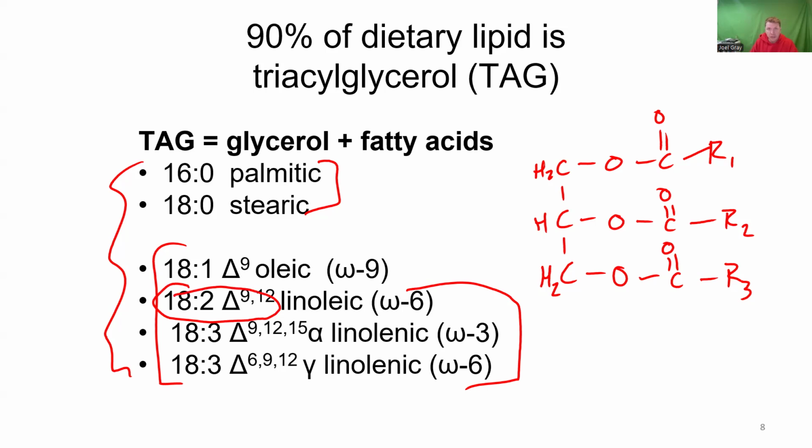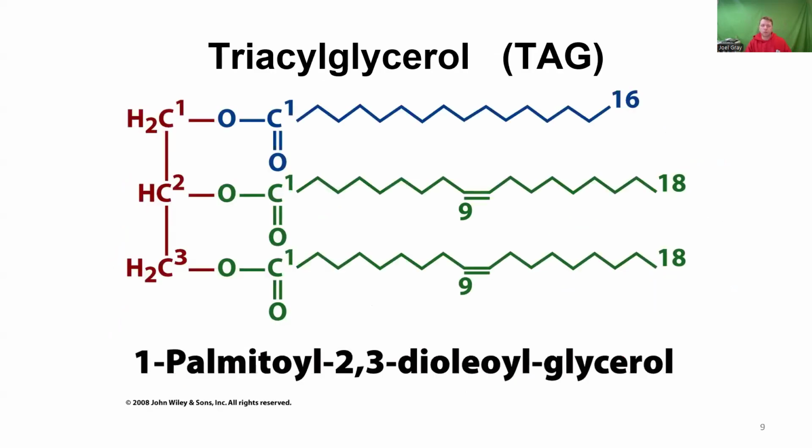18:2 is a delta 9, delta 12 fatty acid, which is also an omega-6 fatty acid. Now, here's an example of a triacylglycerol. Okay, cool, lots of carbons.